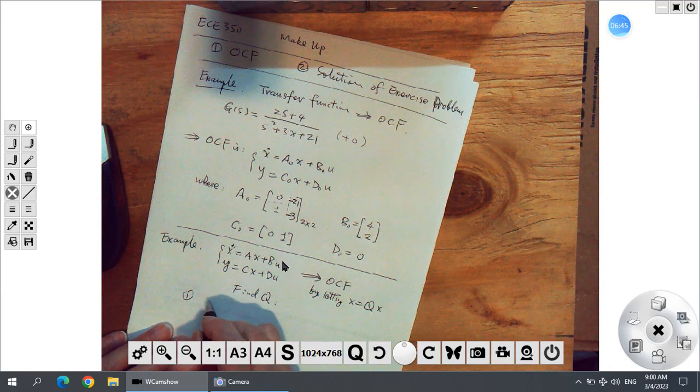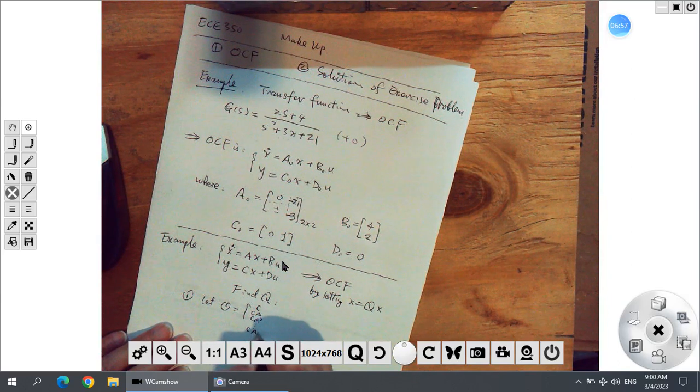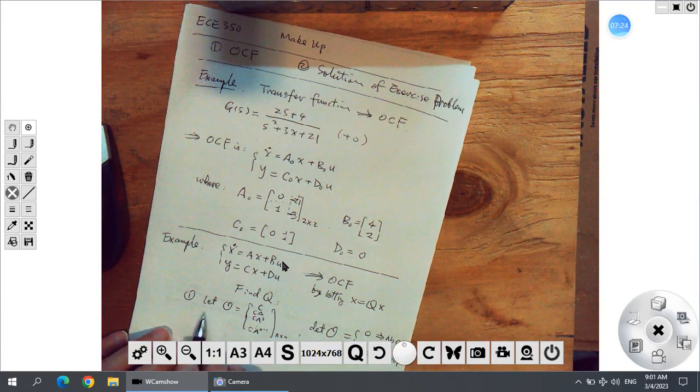The first step: let O, capital O, equal C, CA, CA squared, up to CA to the n minus 1. The size is n by n. Then we check the determinant of O. If it is 0, then there is no OCF. If it is not 0, we have OCF. So the first step is a check. If it's 0, you do not need the rest of the work.